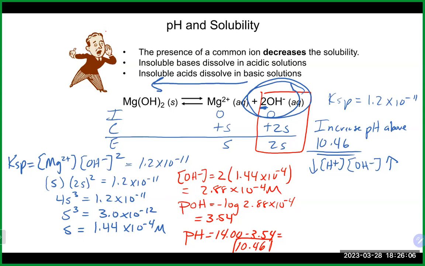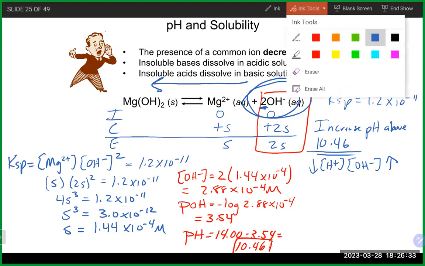So knowing that this solution is 10.46, and if you decided to add more base to it, basically bringing the pH above 10.46, and you had a test tube there, you would expect to see more solid start to form because you're decreasing the solubility of those ions in that solution by adding more hydroxide. Question on that?